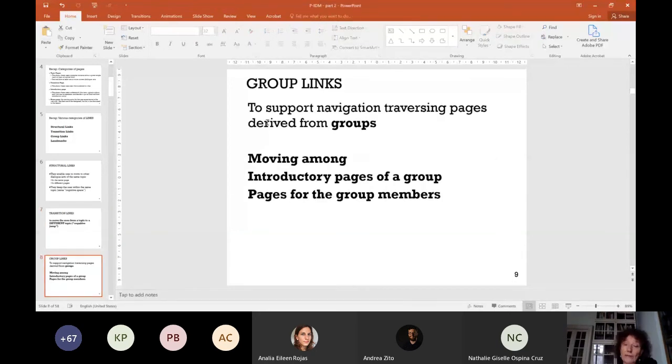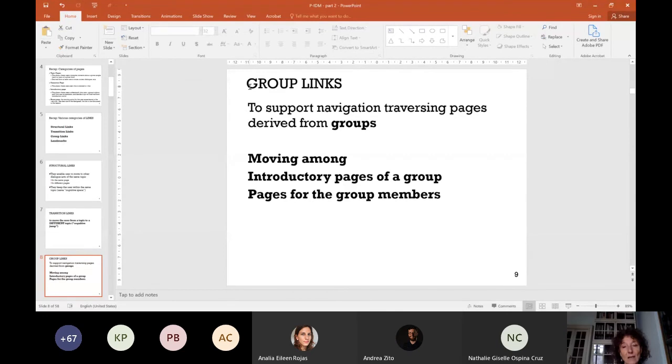And then you have group links. Group links are those links that support navigation, that enable the user to traverse pages that are derived from groups. So the user is moving among introductory pages of a group and pages of the group members. In a purely hierarchical website, you only have structural links and group links, because in a tree-like information architecture, you can just move from the introductory page of a group to its member, from a member to another member, and from a member up to the introductory page.